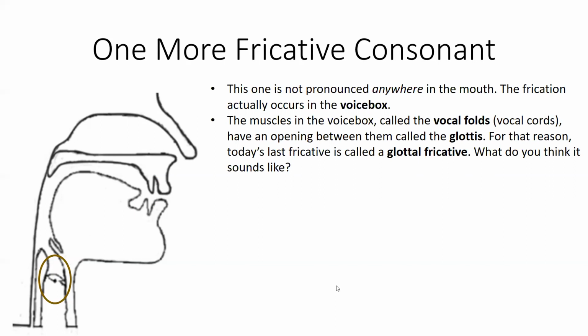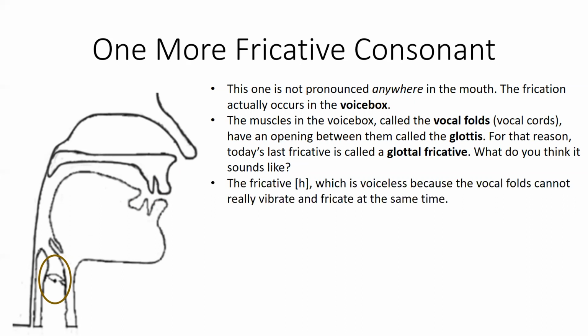Sometimes people get a little confused about that. The glottis is the hole, the vocal folds are the actual body parts. But because we're changing the size of the glottis, this last fricative is called a glottal fricative. And it's hard to think about what you're doing with your glottis, but you can guess now what you think that is. It's the fricative H. And it's voiceless because the vocal folds cannot really vibrate and fricate at the same time.